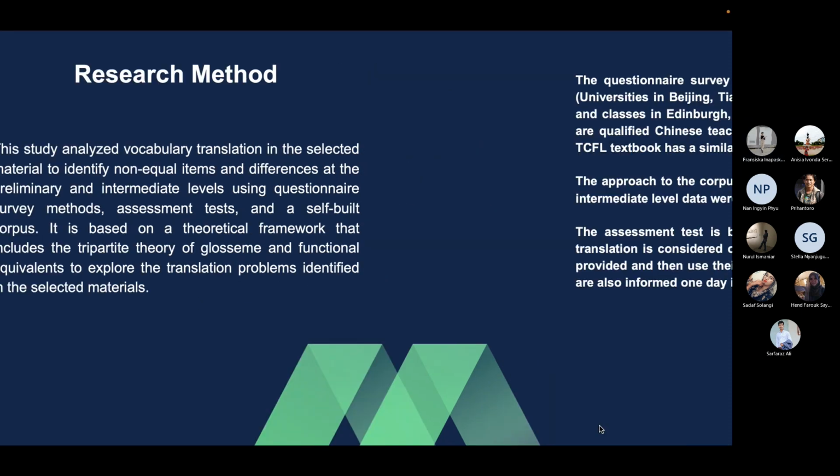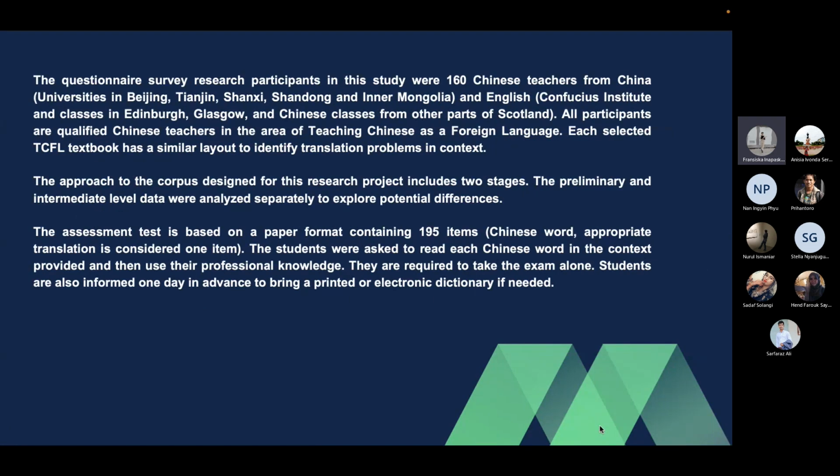So here, the research participants surveyed by the questionnaire in the study were 160 Chinese teachers from China, and then in English. All participants are qualified Chinese teachers in the area of teaching Chinese as a foreign language. Each selected TCFL textbook has a similar layout to identify translation problems in context. They were selected after attending conferences, workshops, and other academic activities.